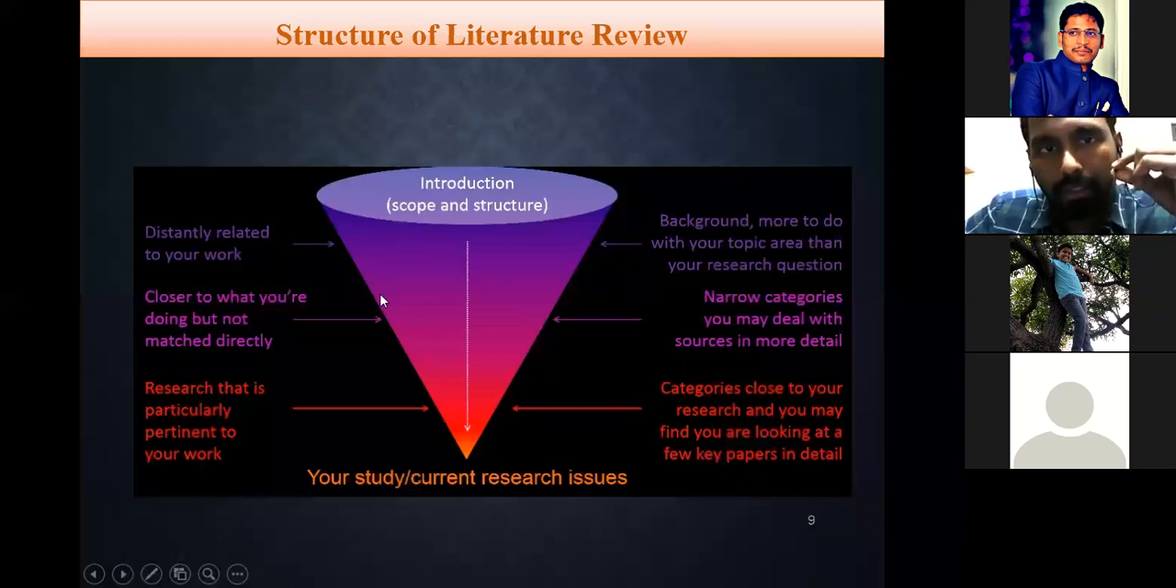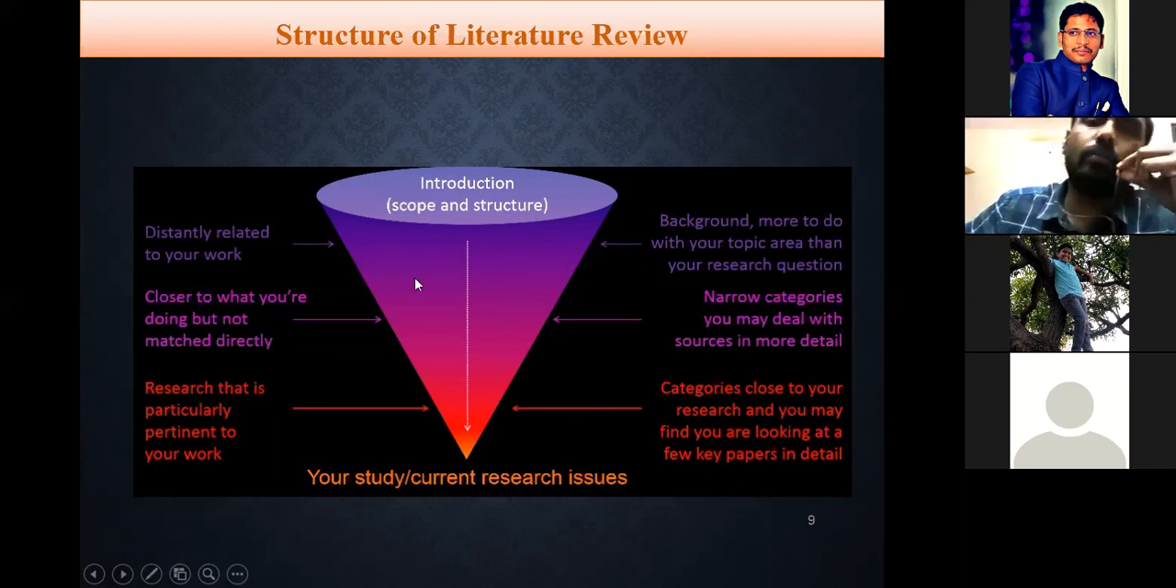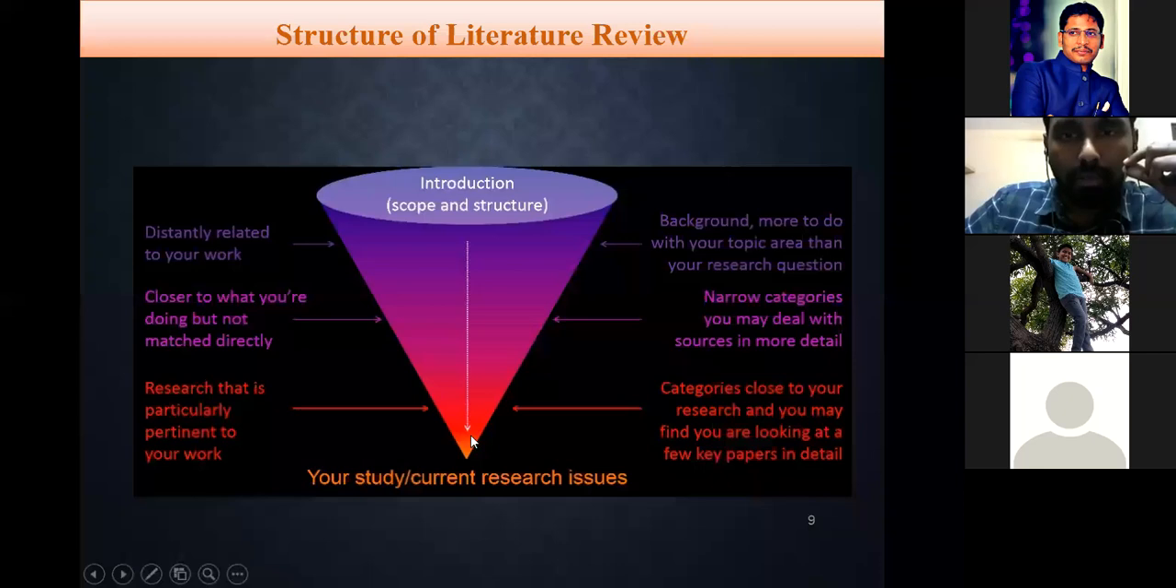Then from that you can narrow it down, and you can see some of the literatures which match, and which are not matched directly. Here, this category will give more information and more details. Further you can narrow it down and find the categories close to your research, and you may find the key papers in detail. Because if you are collecting around 300 to 400 papers, you can narrow it down to around 30 to 40 papers, and then finally five to six research papers.